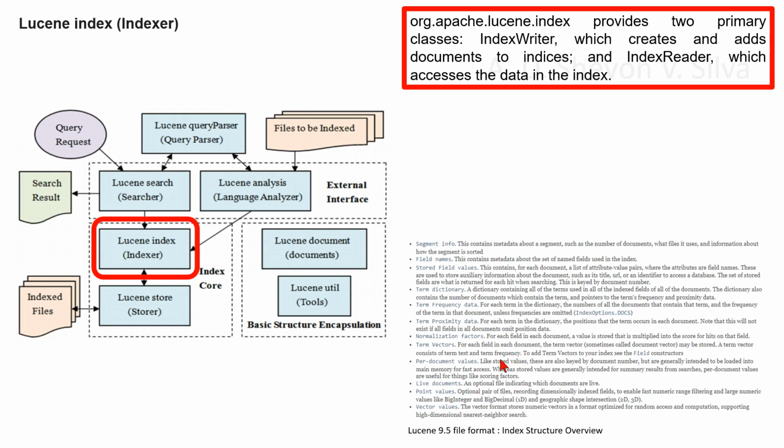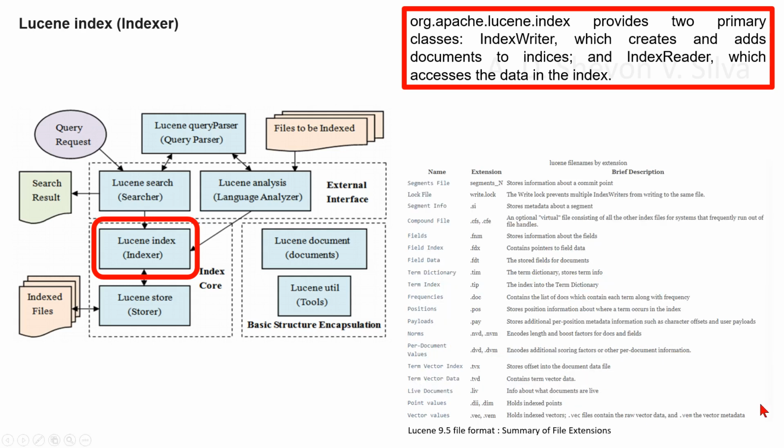Here you can see the structure: segment info, field values, stored field values, term dictionary, term frequency data, term proximity data, normalization factors, term vectors, per-document values, live documents, point values, and vector values. Here you can see the summary of file extensions in the Lucene 9.5 format. This table summarizes the names and extensions of the files in Lucene, by extension.